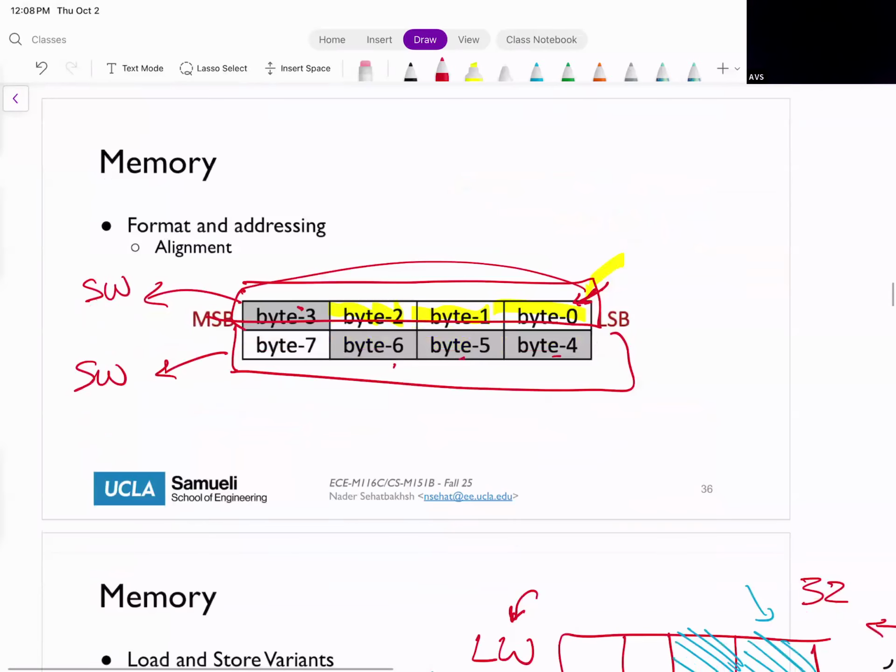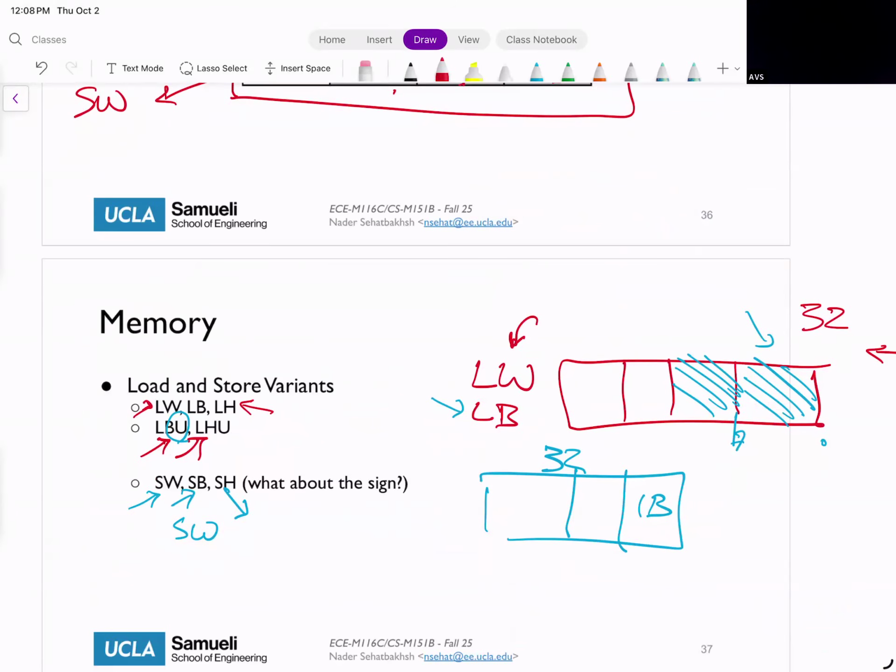We also talked about the notion of alignment, and we said that since we have this capability of byte addressability, we can use it when writing our programs as well. If I just want to write to 1 byte, I can issue a store byte or SB. If I want to write to 2 bytes, I issue a store half. If I want to write to the entire 4 bytes, the entire 32-bit, then I use SW or store word. Similar idea for load: I can do load byte, load half, and load word.